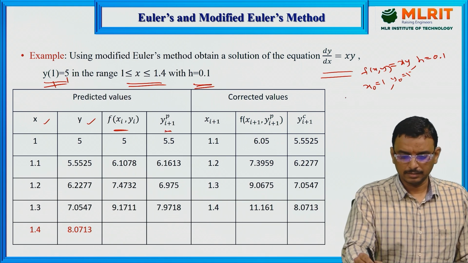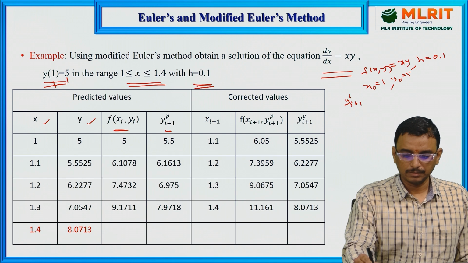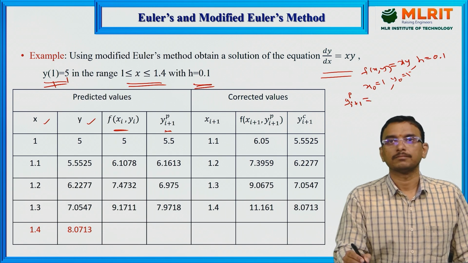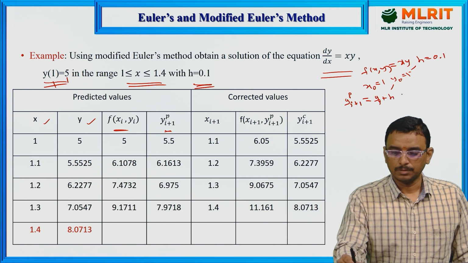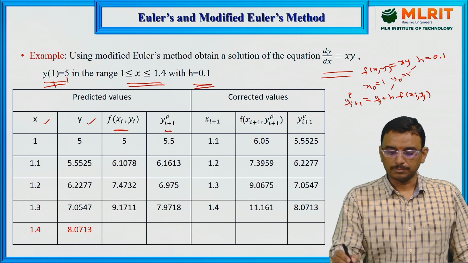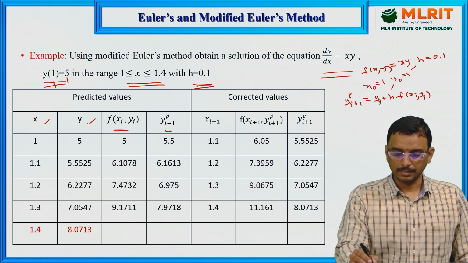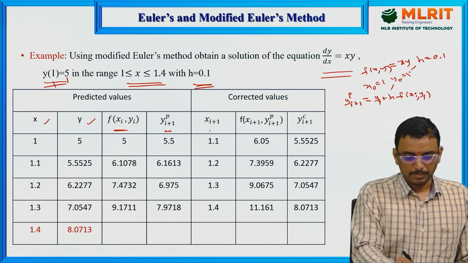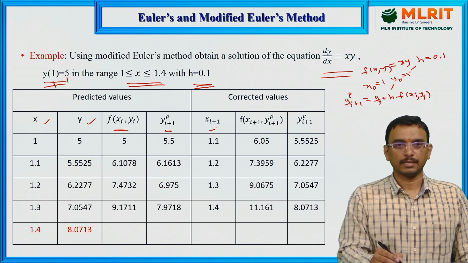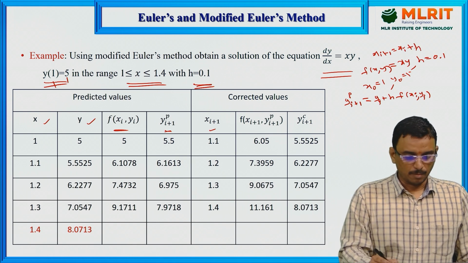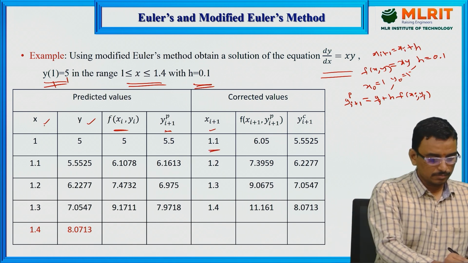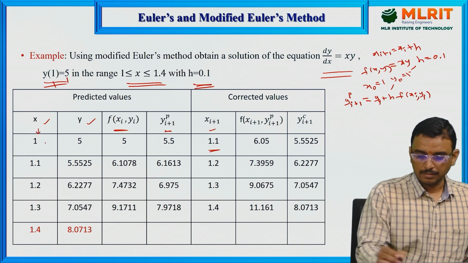We already know yi plus 1 of p. Using Euler's method, we write this formula as yi plus 1 of p is equal to yi plus h into f of xi comma yi. This is the predicted value of Euler's method. Now we increase the step size so that we get xi plus 1, where xi plus 1 is equal to xi plus h. So it becomes 1.1. Initially the x0 value, the xi value, is 1.